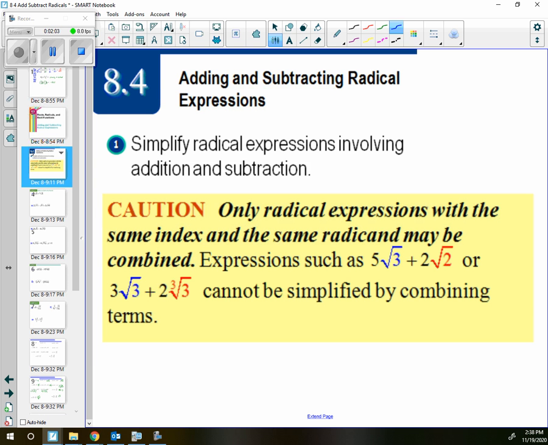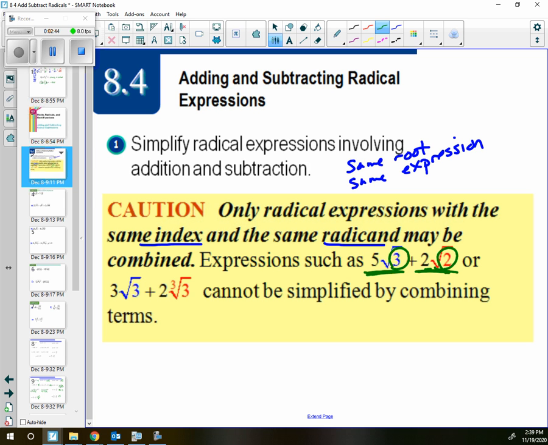So how do we add and subtract? All right, so the big important thing to recognize is that only radical expressions that have the same index, so that's the root, and the same radicand, love that word, that's the stuff underneath, may be combined. So that means you have to have the same root, so that's the index, and the same expression underneath. So for example, if you take a look at these two, they are not alike because the stuff underneath is different. So the radicand is different.